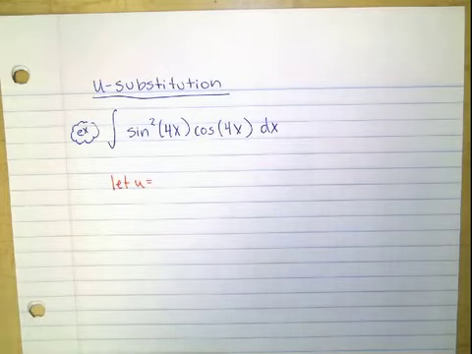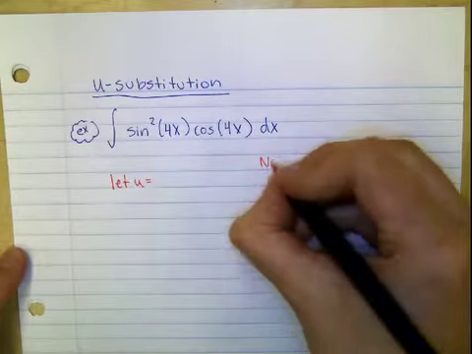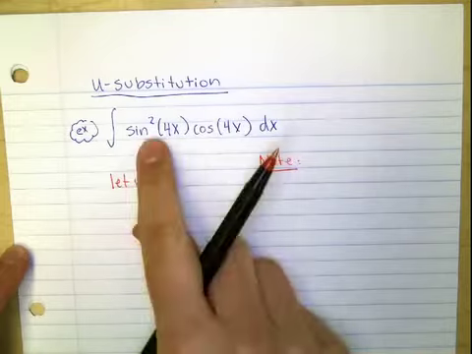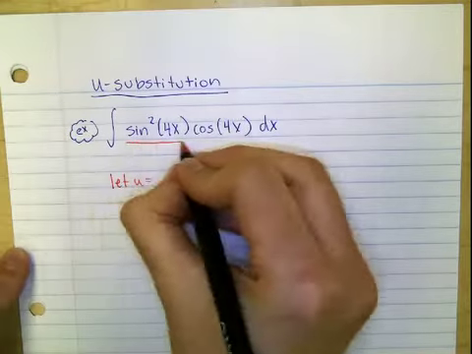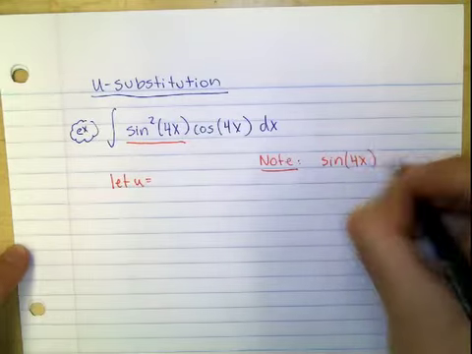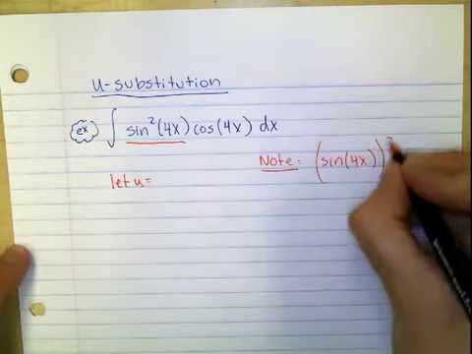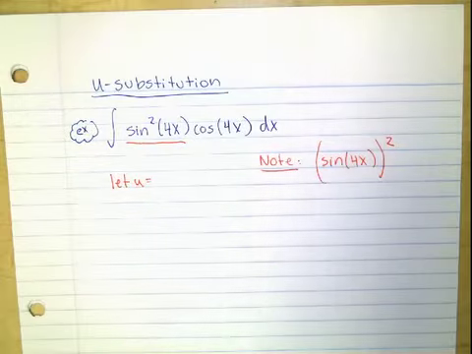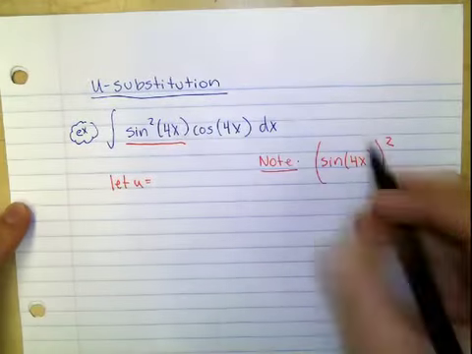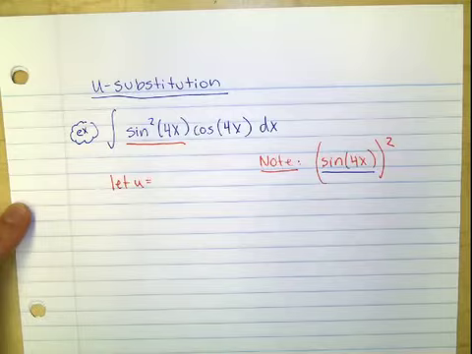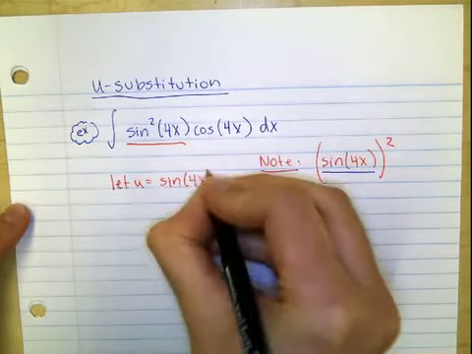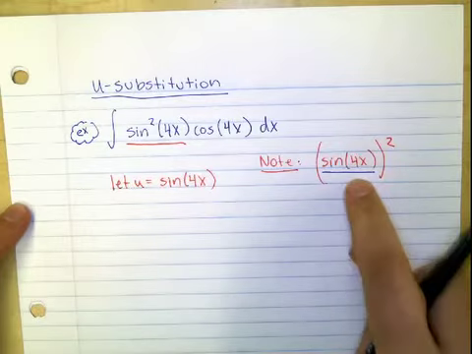So instead of trying that strategy, I'm going to put a little note over here. What I like to do is rethink this problem. Sine squared of 4x, this thing right here, I could rewrite as sine of 4x, and then say the whole thing is squared, putting the squared on the outside. I'm going to use that idea to figure out what to let u equal. I'm going to let u equal the sine of 4x. That would make all of this u squared.